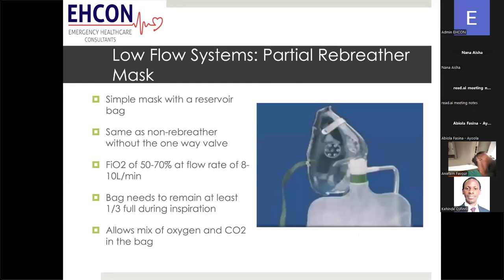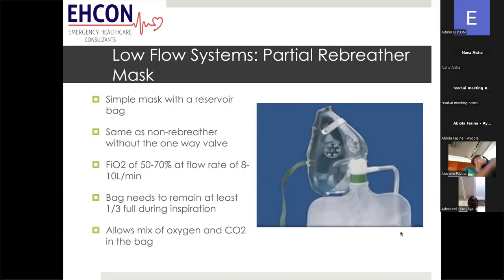The next system that we're going to talk about here is the partial rebreather mask. The partial rebreather mask actually looks completely the same as the non-rebreather mask, but there's a couple of differences in the mechanics of this mask. So we'll see here that it has these exhalation ports as well. But the partial rebreather mask doesn't have the one-way valve that we see with the non-rebreather mask. It can give an FiO2 of about 50 to 70% once you get the flow rates up to 8 to 10 liters per minute. So we've gone up from the oxygen masks, which we said would give you about 60 maybe max.